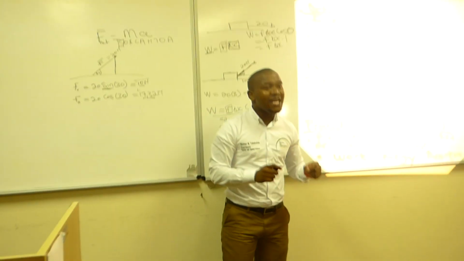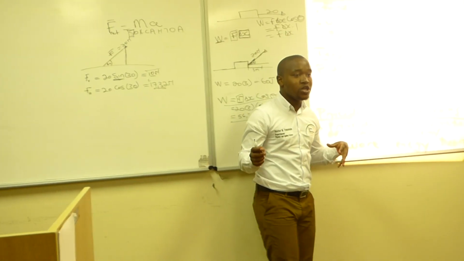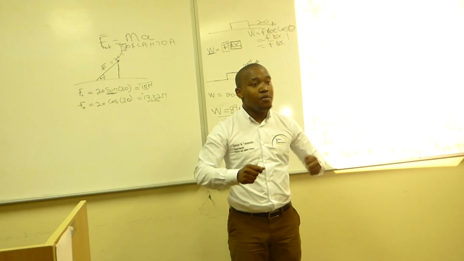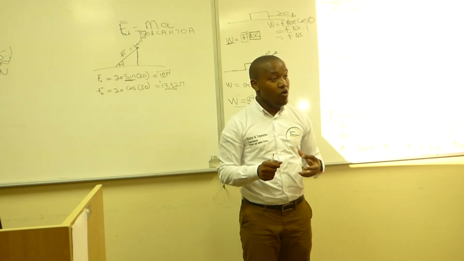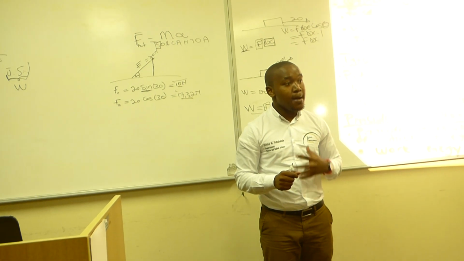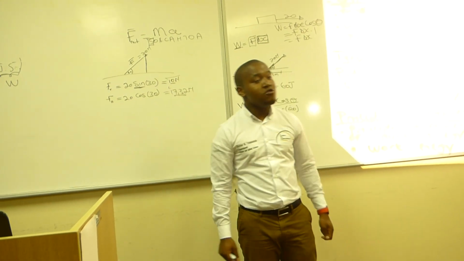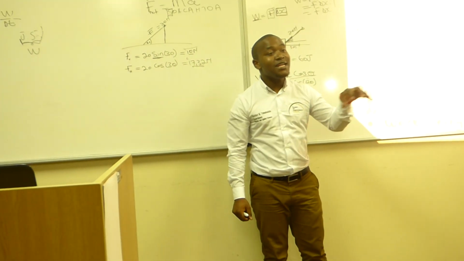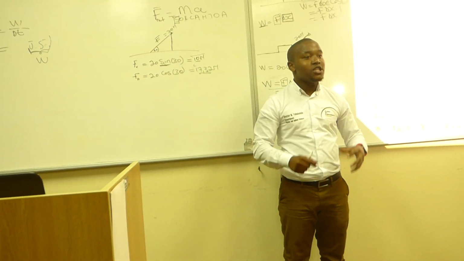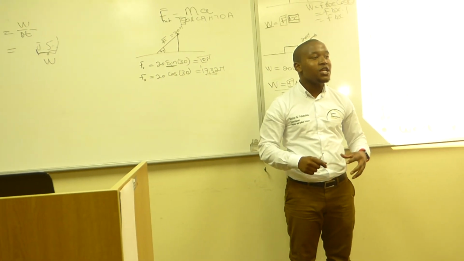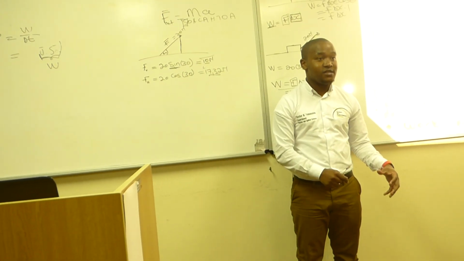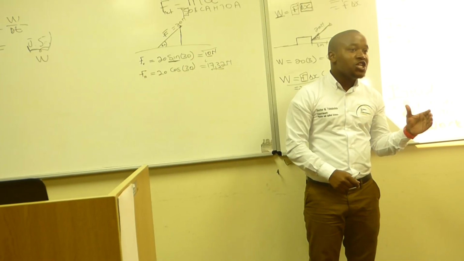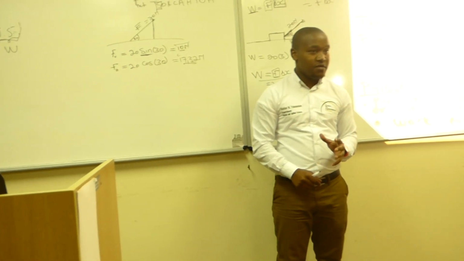We have what we call potential energy. Potential energy is the energy that you have because of your position, because of what you are standing. Then you have what we call gravitational potential energy. Gravitational potential energy is the energy that you have because of your position above the Earth's surface. Why? Gravitational potential energy is as a result of gravity.